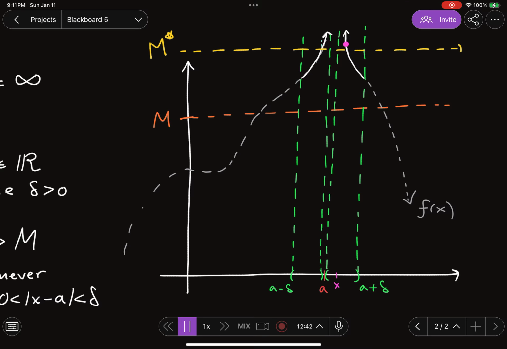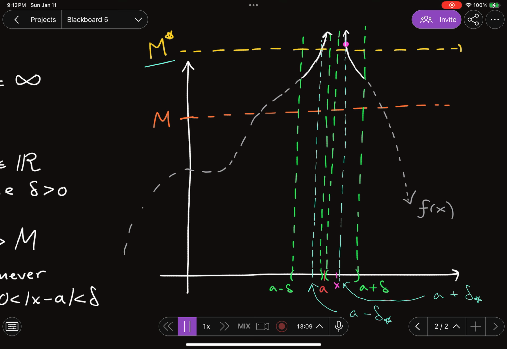So it looks like if I use this far away from a, I'll call this delta star. So this right here would be a minus delta star, because that delta is associated with m star. And here we go, this other one, a plus delta star. Notice that all these function values rest above the yellow line.